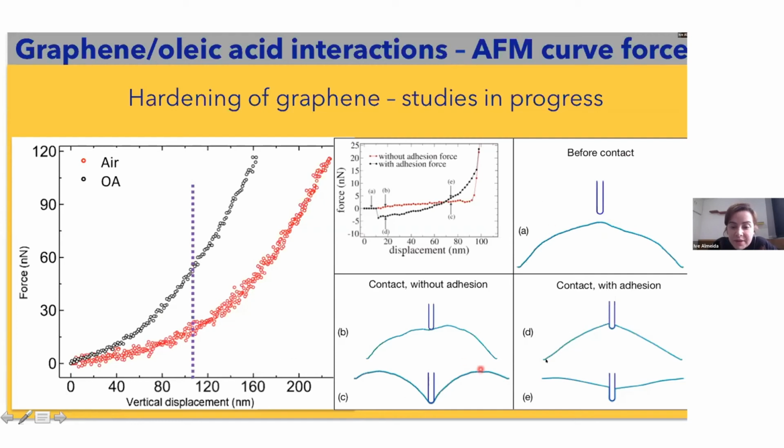We also performed a molecular dynamics simulation of the indentation curve, and we saw that we only recover the experimental force displacement curves if we introduce an attractive force in the system, like an adhesion force. So it's clear that the adhesion existent in this system, tip, graphene, oleic acid, is fundamental to explain this hardening of graphene.